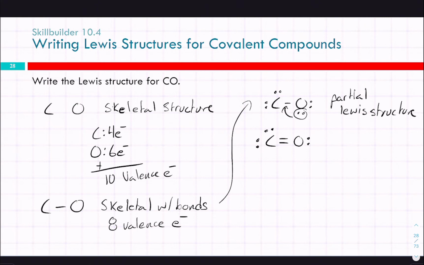So again, this is a partial Lewis structure, and so we count again. How many valence electrons does each have? For carbon, 2, 4, 6, 8. Each of those lines counts as 2 electrons. For oxygen, though, it's 2, 4, 6. So what do we do next?